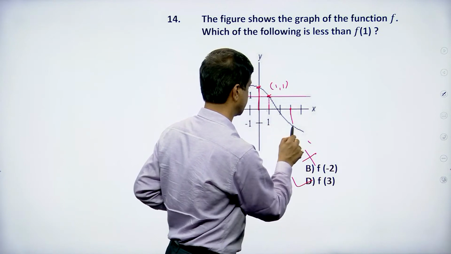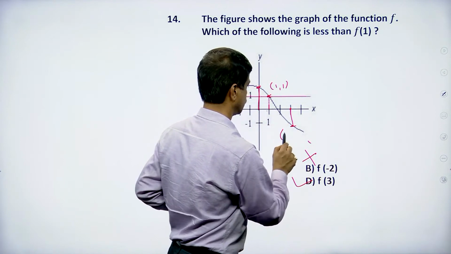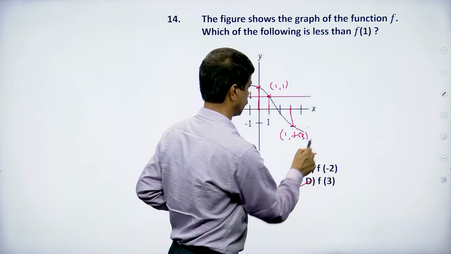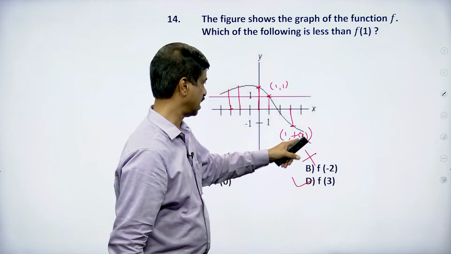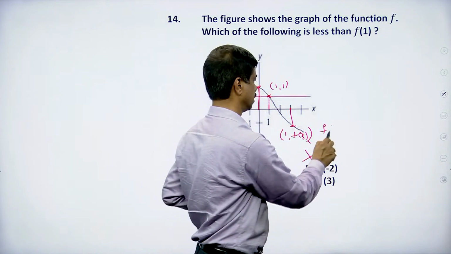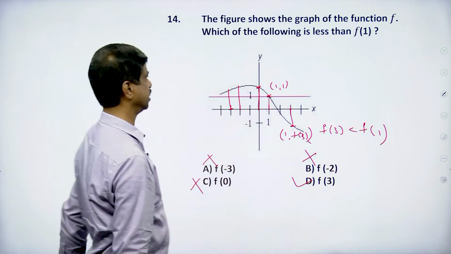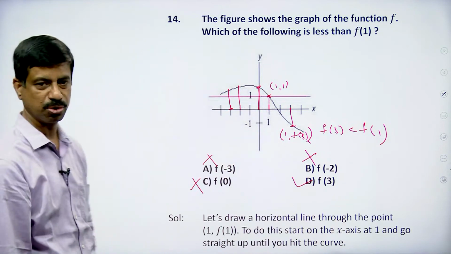So, the option is f of 3: 1, 2, 3. You see, this is the value. f of 3, sorry. So, that is lesser than 1. f of 3 is lesser than f of 1. So, please note it. Option is D. Please note it fast, quick.